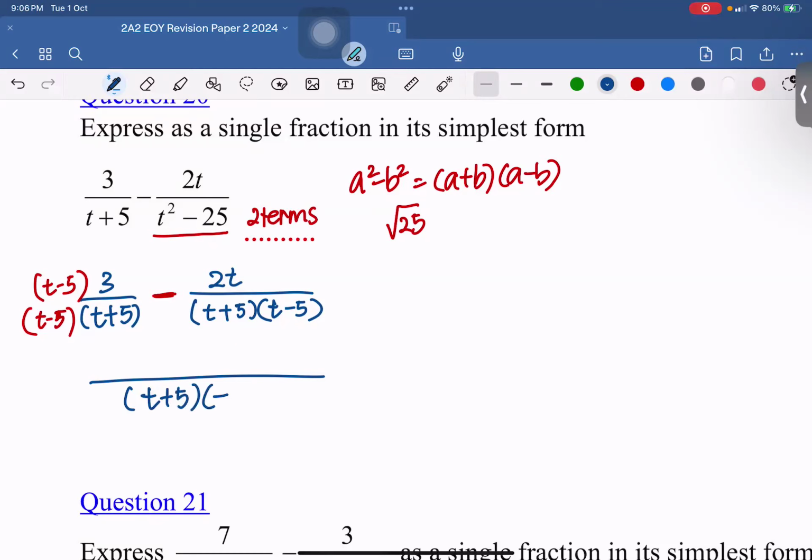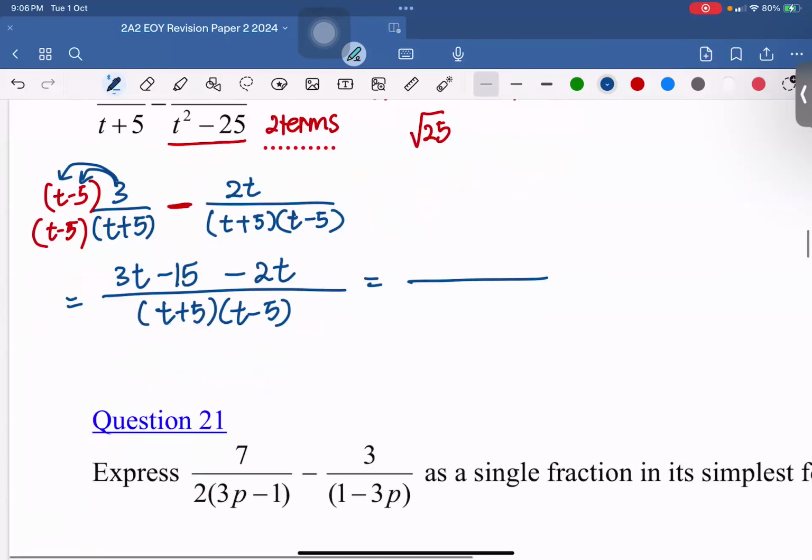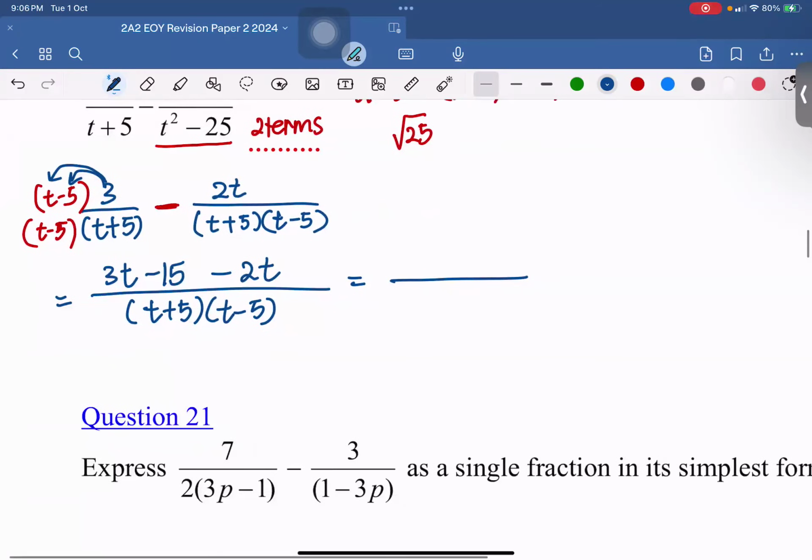T plus 5, t minus 5. Then this is 3 times t, 3 times 5. Remember the front and the back both need to multiply, okay? 15. Then negative 2t. Then simplify this. What you get? T minus 15. T plus 5, t minus 5, answer.